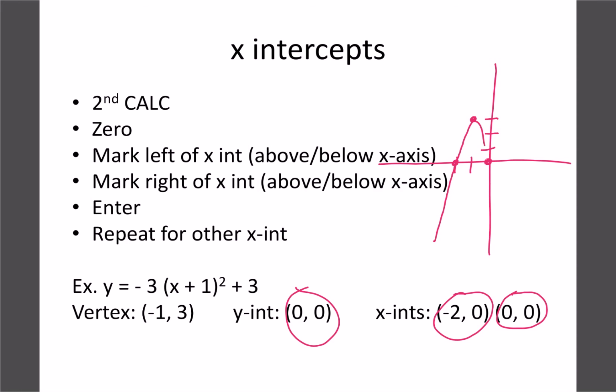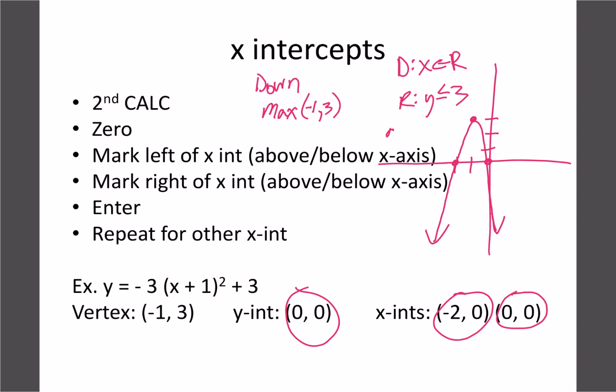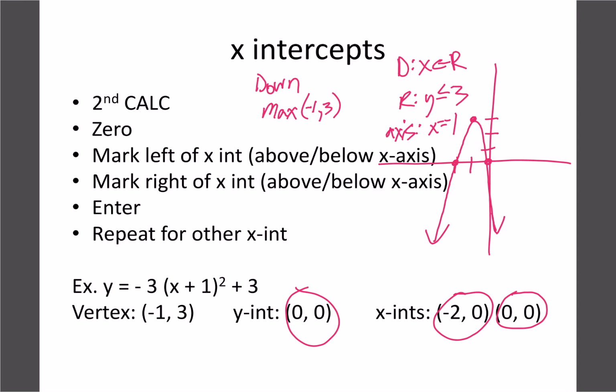So our graph would be upside down, something like that. We know that it opens downwards. We have a maximum at -1, 3. We have a domain of x element of the real numbers. Our range would be y less than or equal to 3. We'd have an axis of symmetry of x equals -1. And that's it. We'll do some practice questions like this on a worksheet, and we'll be looking at other types of equations and converting things as we move on.